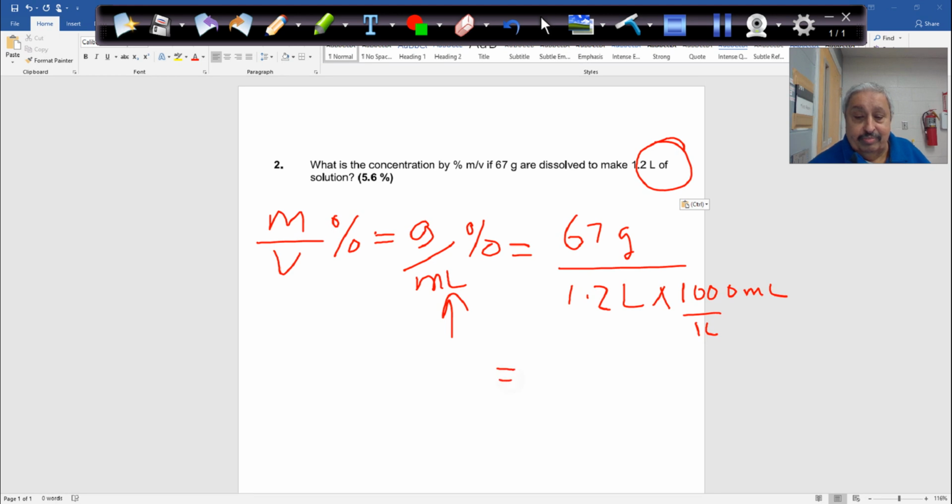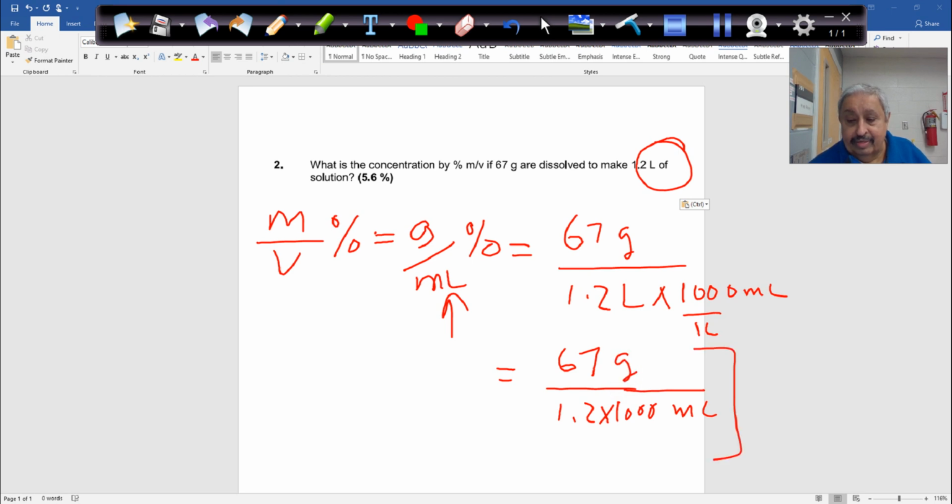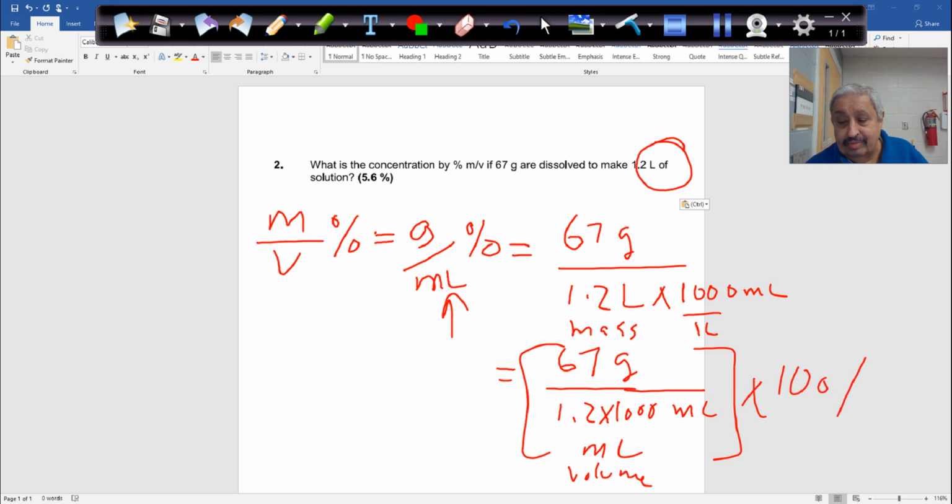So this one here will be 67, over 1.2 multiplied by 1000 milliliter. And this is gram, this is mass, milliliter, volume, and the whole thing multiplied by 100%. So if you have done it correctly, you have to have 2 sig figs, all over 2 sig figs. So you have to have 2 sig figs. And the answer here is 5.6.